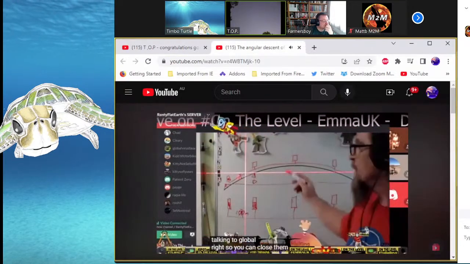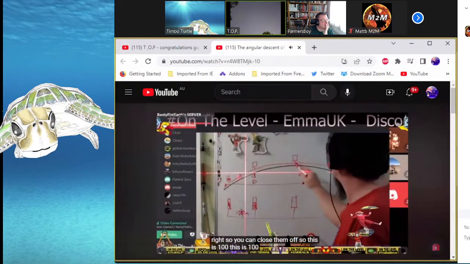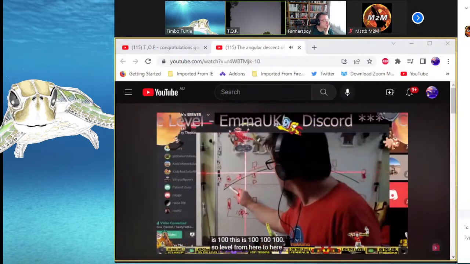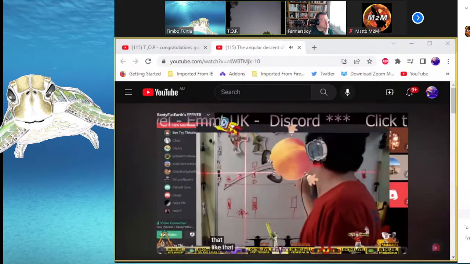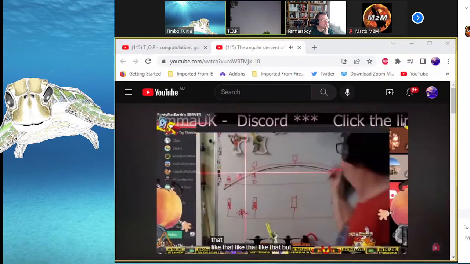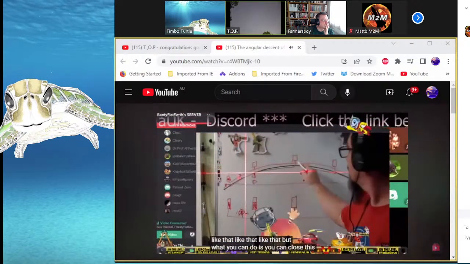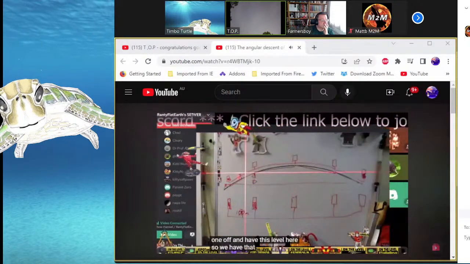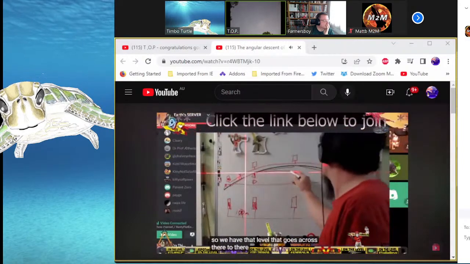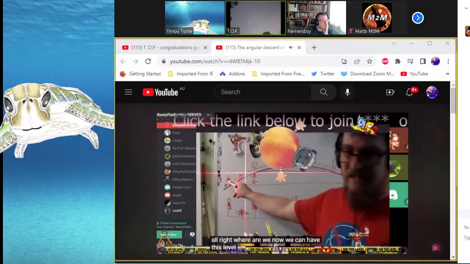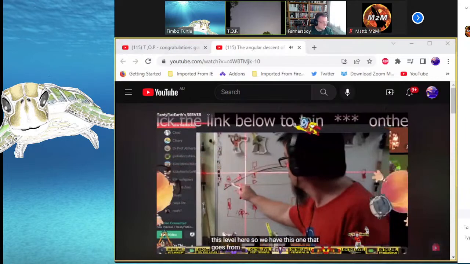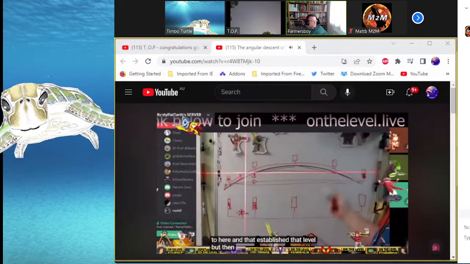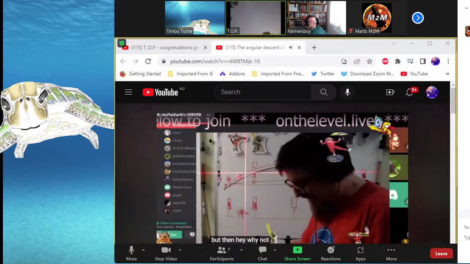So you can close them off. So this is 100, this is 100, 100, 100. So level from here to here looks like that, like that, like that, and like that. But what you can do is close this one off and have this level here. So we have that level that goes across there to there. And then we can have this level here, from here to here, and that established that level. But then, hey, why not add another one in?